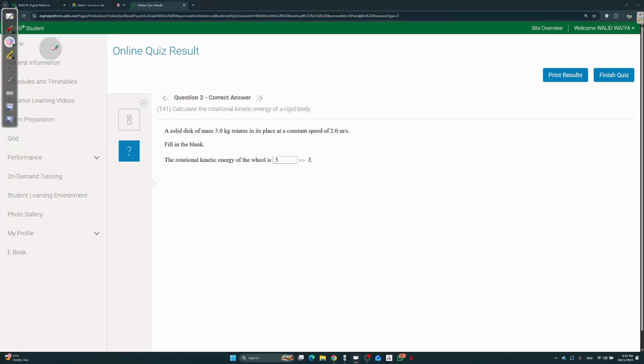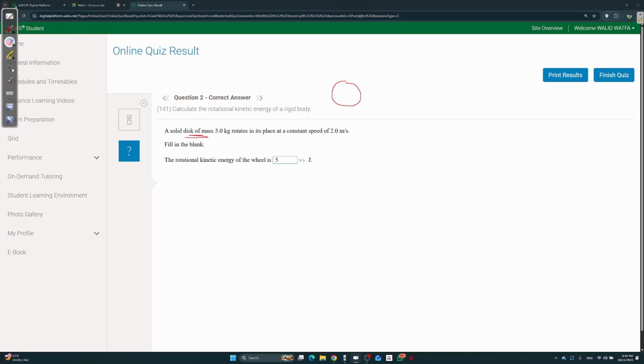Now I think they ask us to find the rotational kinetic energy. How can you find rotational kinetic energy? Simply, rotational kinetic energy, K rotational, is equal to half I omega squared. Alright, so it's going to be half times. What's this? It's a disk. What's a disk? A disk looks like this, right?